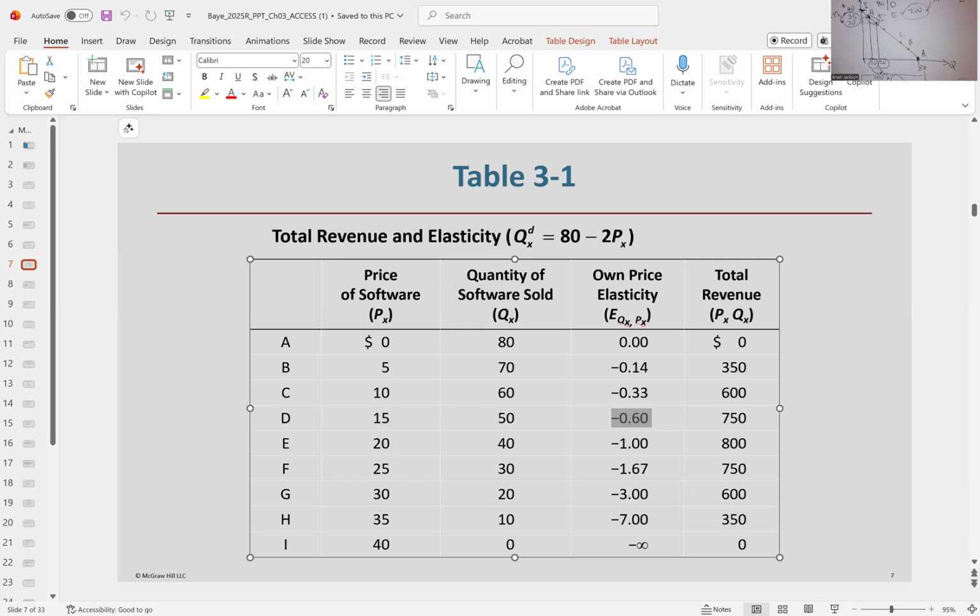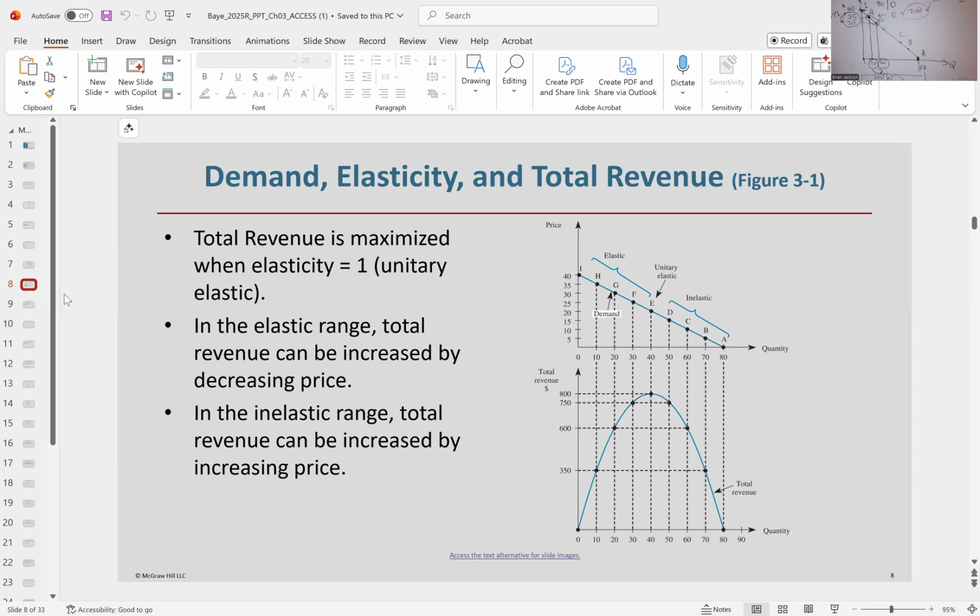And so the elasticity approaches zero. It goes from negative infinity at the top of the demand curve to zero at the bottom of the demand curve. Okay, so let's just run through the rest of this. I also have a video here. In fact, today I talked about this in my principles level course.